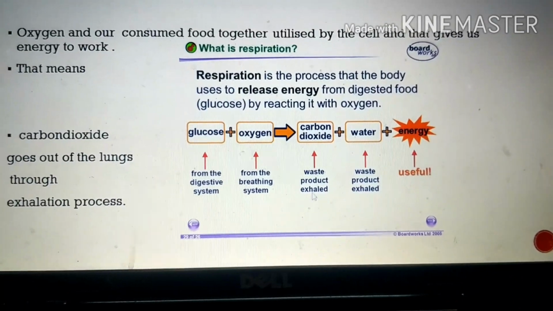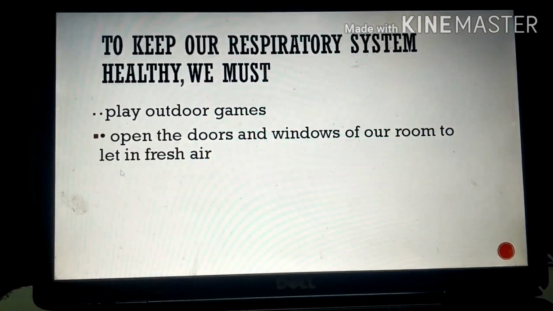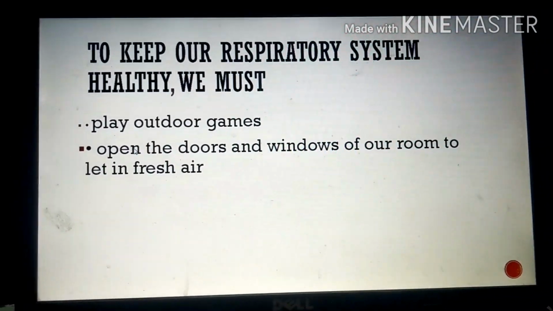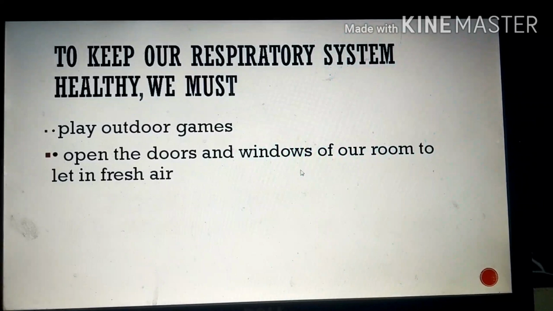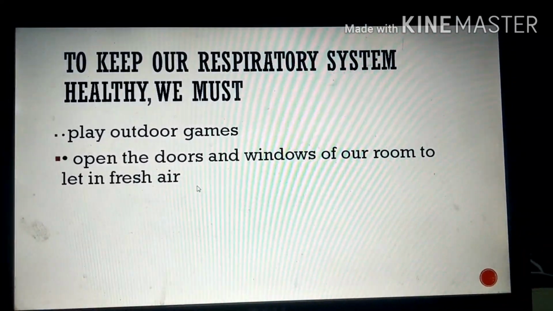We have already learned that. So what should we do to keep our respiratory system healthy? Play outdoor games, and open the doors and windows of our room to let in fresh air.